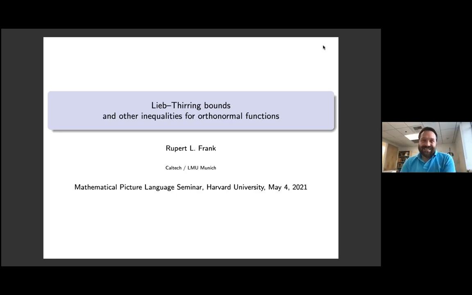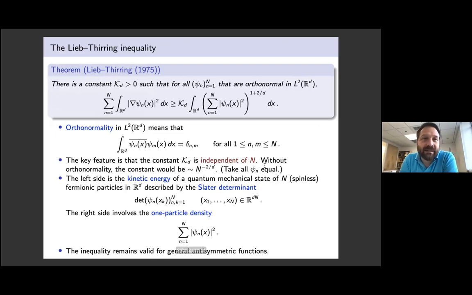That's right. So the title is Lieb-Thirring bounds and other inequalities for orthonormal functions, exactly. And so the plan for this talk is that I'll tell you first a little bit about what Lieb-Thirring inequalities are and what they're good for. Then I'll tell you a couple of results that we obtained in the last year or two about these inequalities. And then at the end of the talk, I would like to go to some extensions of these inequalities and directions that are open to be explored. So let me jump right in.